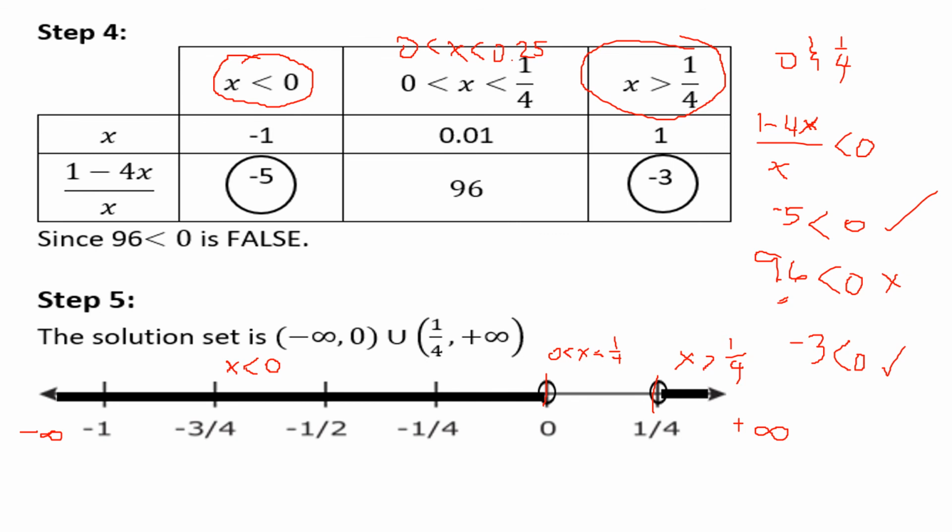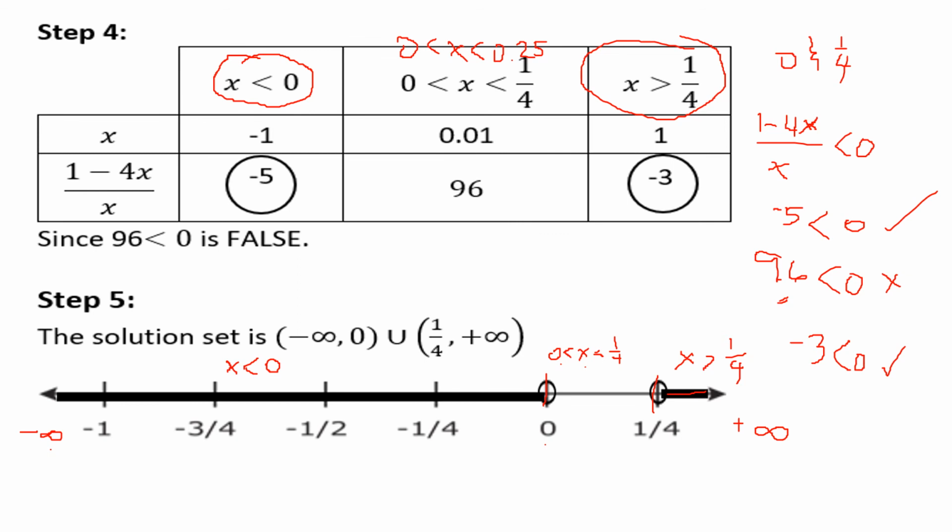Okay, again, let me repeat. The interval x less than 0 goes from negative infinity until 0. The interval x greater than 0 but less than 1/4 goes from 0 up to 1/4, this part of the number line. Next, x greater than 1/4 is this part of our number line, from 1/4 up to positive infinity.